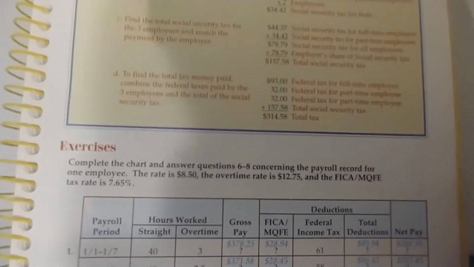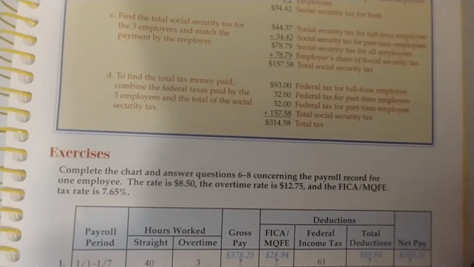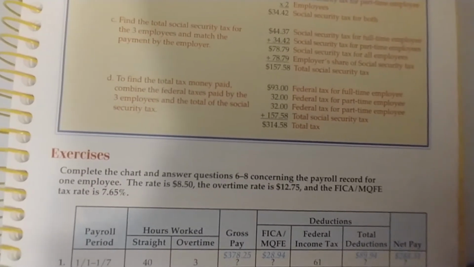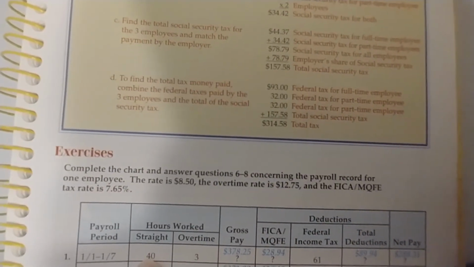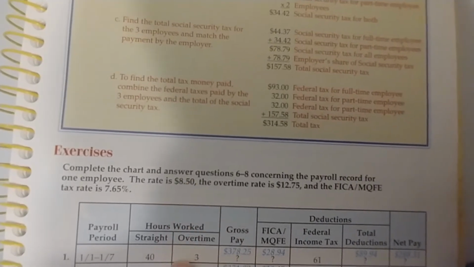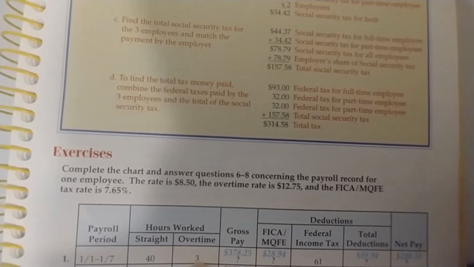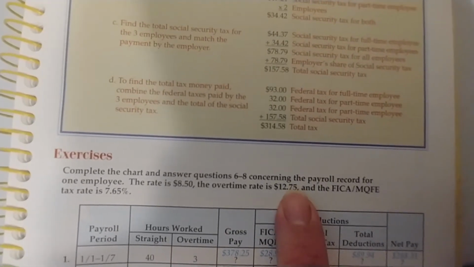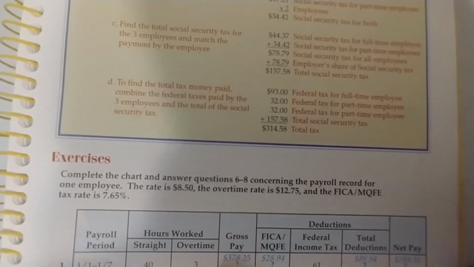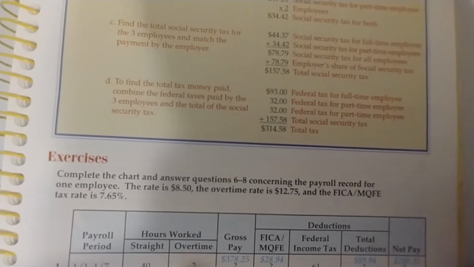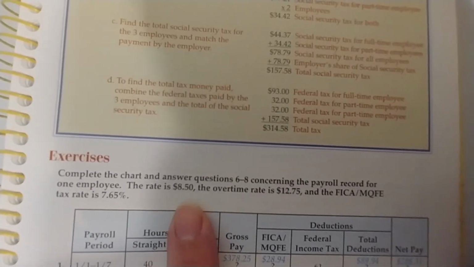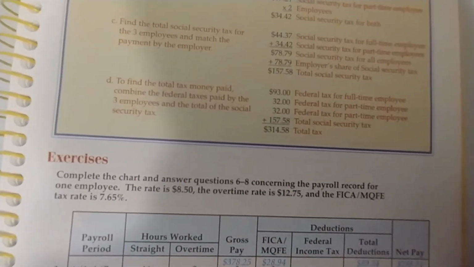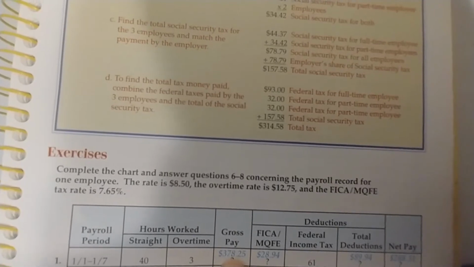So let's just go to the first one here. You have him working 40 hours and 3 hours overtime. So you would take the 40 times your $8.50, and then 3 overtime. His 3 hours over 40, he got paid $12.75 an hour. So take $12.75 times the 3, add those two numbers together. So 40 times $8.50 and 3 times $12.75. Together that came out to $378.25.